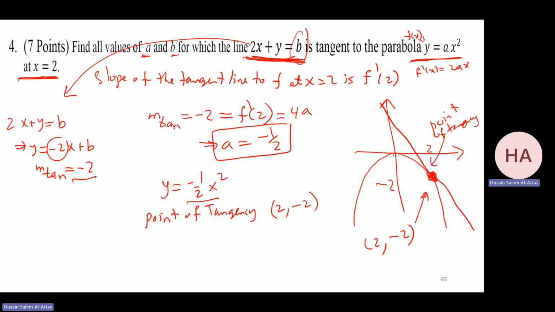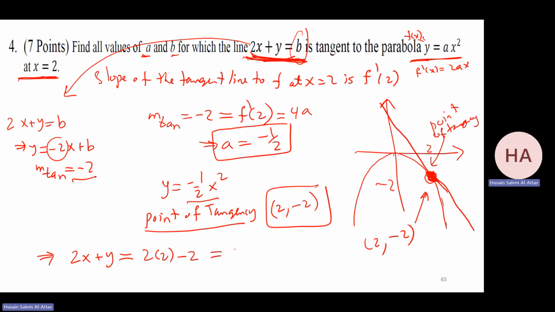Would that help me to find b? Yes. Why? Because this point does not only satisfy the curve, it also satisfies the equation of the line. So this point is a point on the line. So I have x and y. I can substitute there and I get b. So that means 2x plus y. Since the point of tangency is on both, it will be 2 times 2 minus 2, and that will be 2, which is b. So this is b. So I am done.